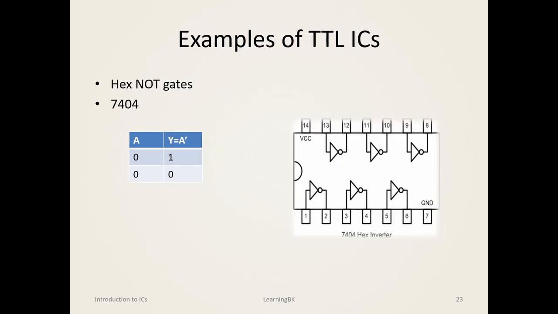Now this IC contains 6 inverters and we can see that pin 7 is reserved for ground and pin 14 for VCC or the operating voltage, very much similar to the ICs of the NOR gate in the TTL family.